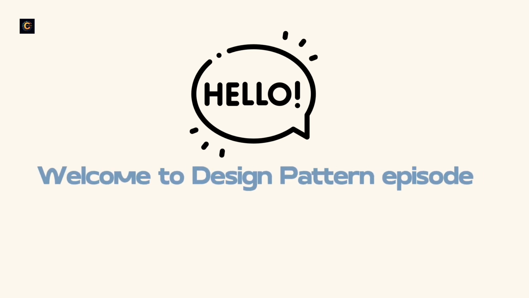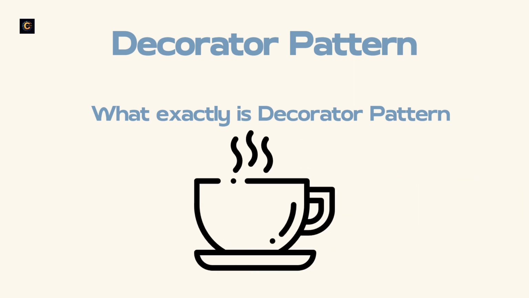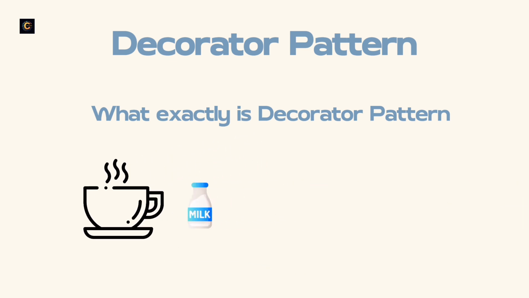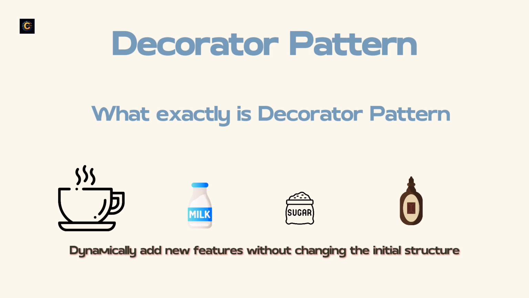I am Mayank Pratap Singh and today we are going to explore the decorator pattern. What exactly is the decorator pattern? Well, imagine you have a plain cup of coffee. It's basic. But what if you want to add some flavor to it? You might want to add milk, sugar, or maybe even some syrup. That's essentially what the decorator pattern does. It allows you to dynamically add new features or behaviors to objects without changing their original structure.